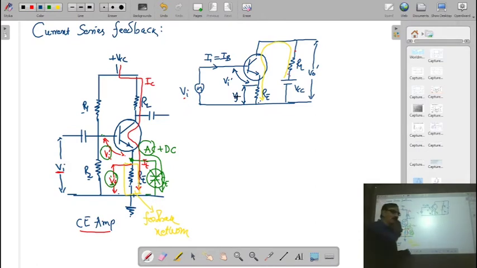Now let us see what is the feedback factor. Means if I want to change the feedback factor, then which component do I have to change? So first of all, we will see the feedback factor.